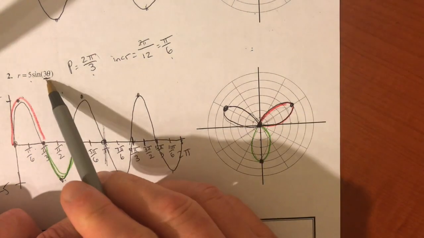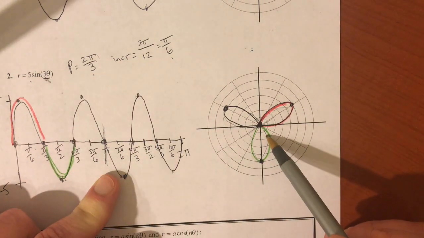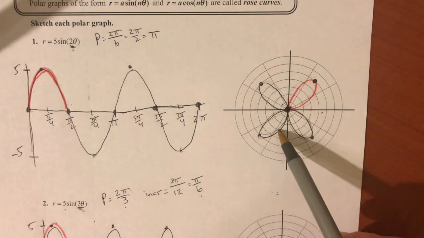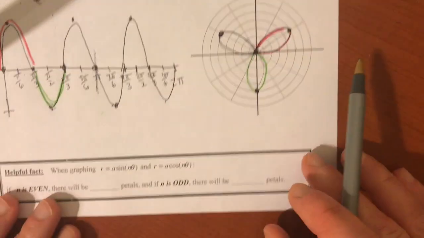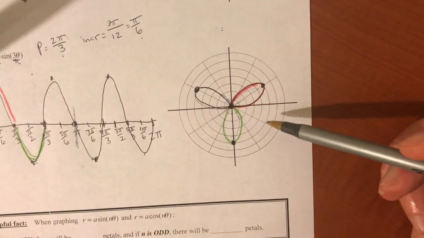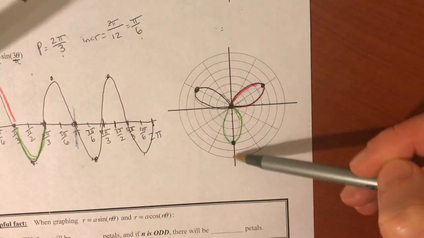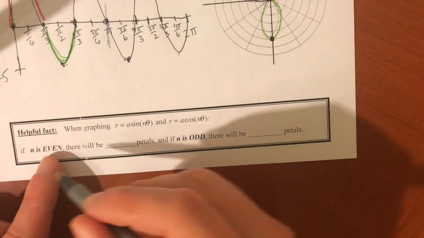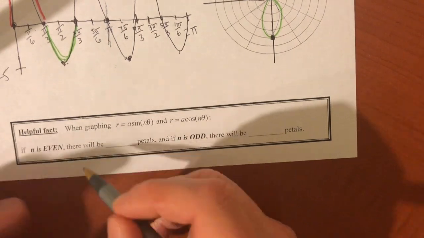So notice 3 theta, you only had 3 petals. 2 theta, we had 4 petals. So there's a little trick here. However, notice it was still symmetric with the y-axis. It's a sine polar function. So little things that can help if you can pick up on them.